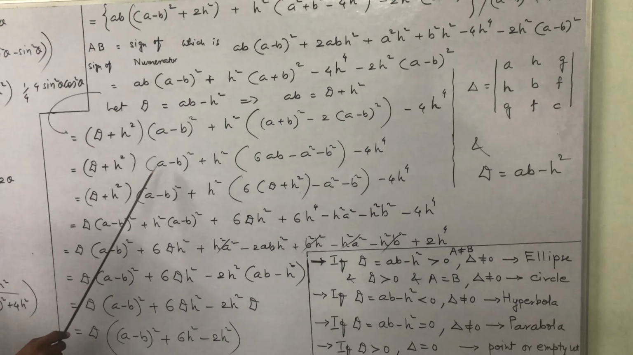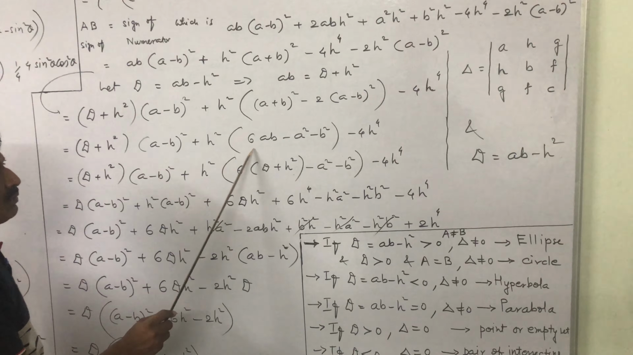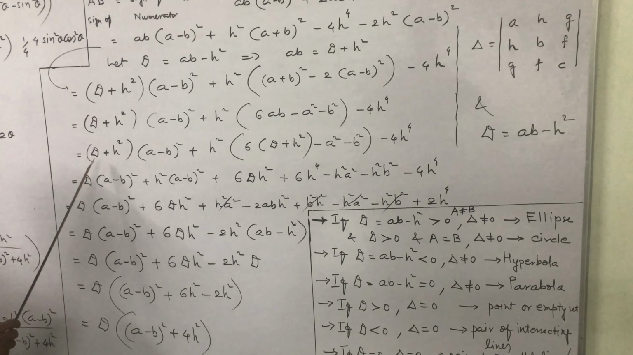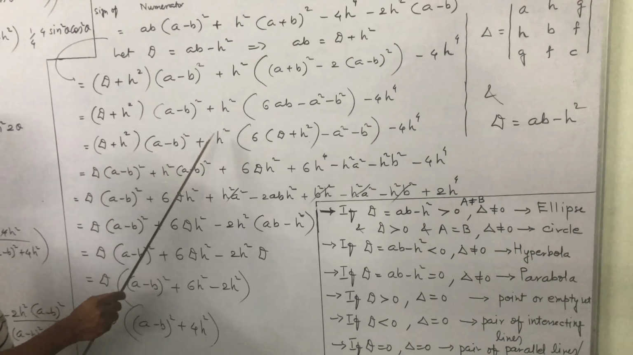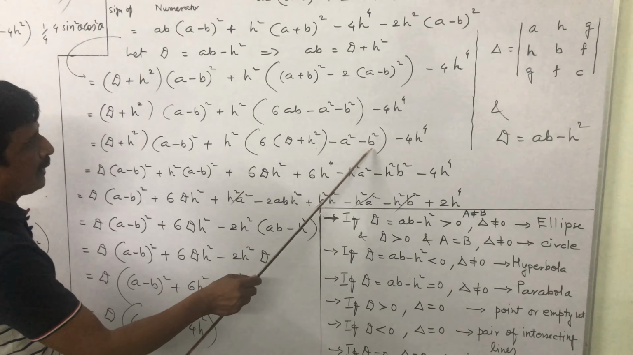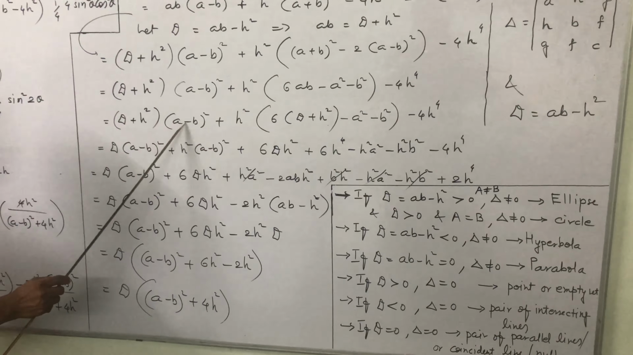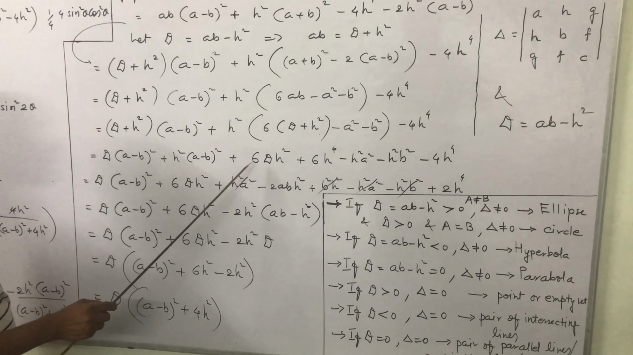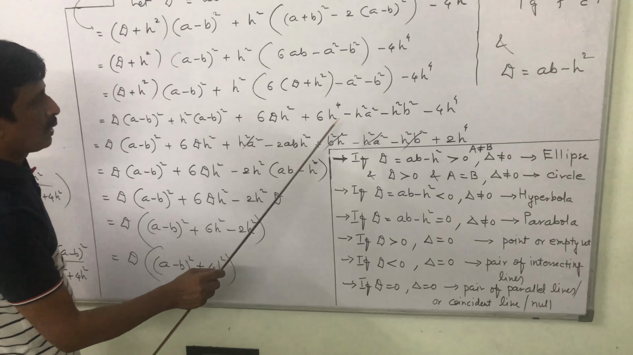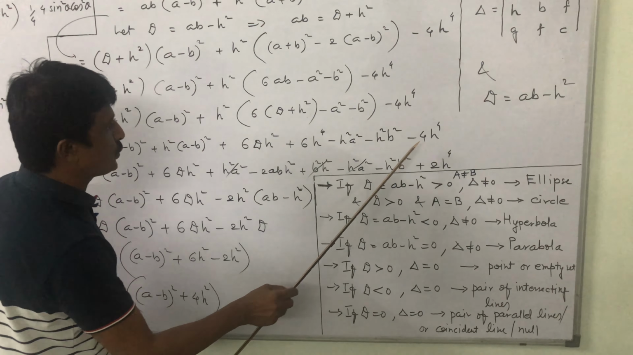So (d plus h square) into (a minus b) square plus h square, expanding this, we have 6ab minus h square a square minus h square b square, minus 4h raised to 4 as it is. So (d plus h square) into (a minus b) square plus h square into 6ab, where ab is again d plus h square, minus h square a square minus h square b square minus 4h raised to 4. So d into (a minus b) whole square, separating this, h square into (a minus b) whole square, 6dh square, 6h raised to 4 minus h square a square minus h square b square minus 4h raised to 4.